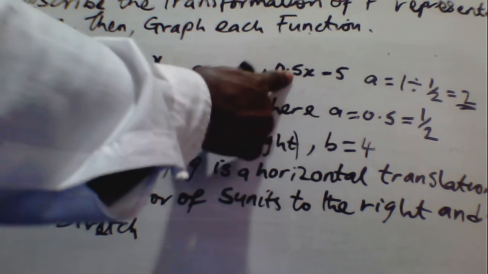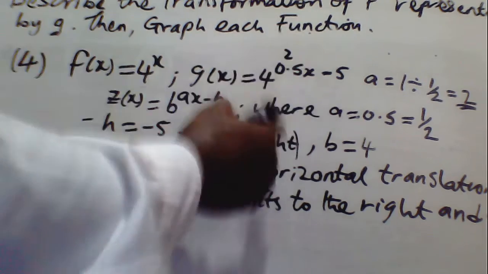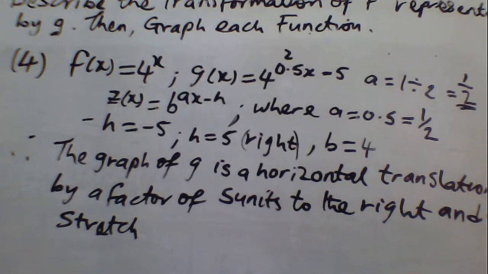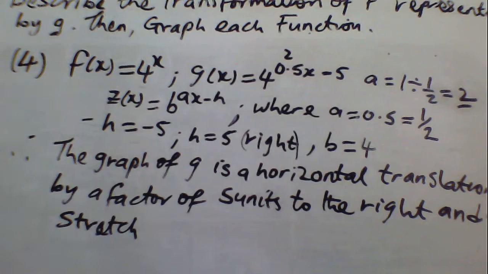What if this place is maybe 2, not 0.5? Here will be 2. 1 divided by 2 will give us 1 over 2. It will be what? It will be shrink. But we are not discussing shrink, we are discussing what? Stretch. So our a is equal to 2.